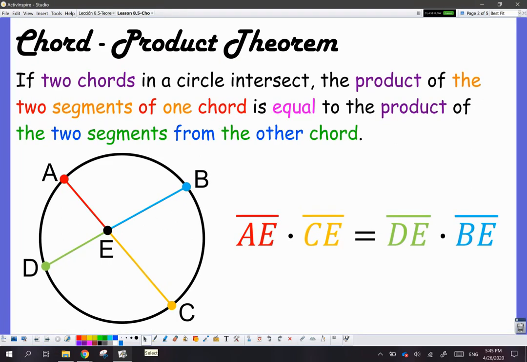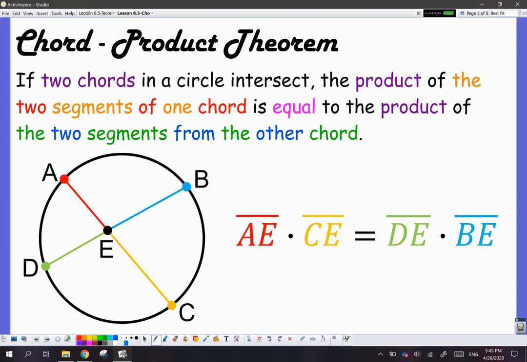Now, the chord-product theorem tells us if two chords in a circle intersect, the product of the two segments of one chord is equal to the product of the two segments from the other chord.